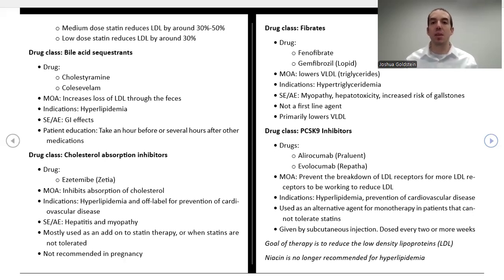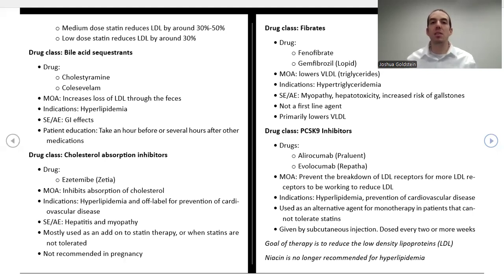This again has the same thing of the myopathy, the hepatotoxicity. Again, don't forget that myopathy means muscle aches and pains leading to breakdown. And this one also can cause an increased risk of gallstones. So be very careful giving this to a patient with a history of that. This is, again, not necessarily going to be a first-line agent, and this is going to be focused on the VLDL. Now, statins will also lower your triglycerides, but this one will focus on your triglycerides. So I wanted to be clear about that.